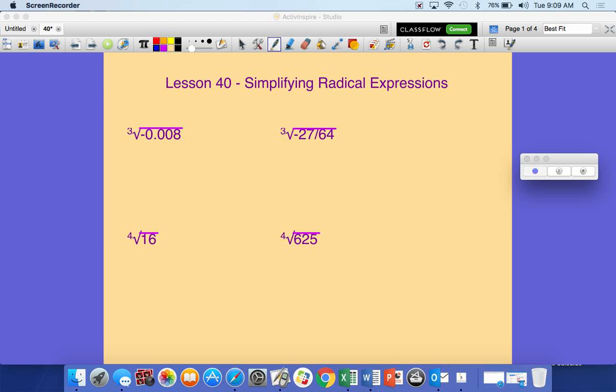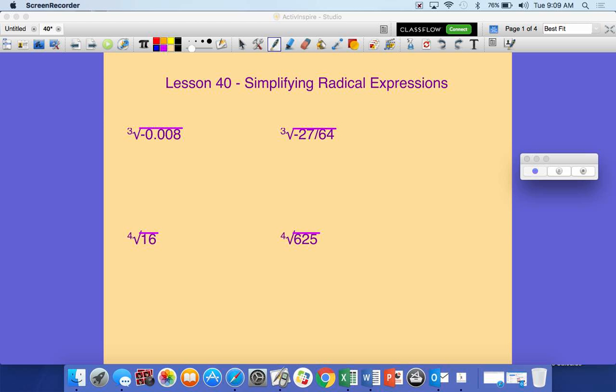We're going to work on lesson 40, which is simplifying radical expressions. Every time you see the word radical, what that means is some kind of root, whether it's a square root or a cubed root or a fourth root or a 72nd root. It doesn't matter. Whenever you see that square root sign, that's what it's talking about. Now, one of your options for doing this always is to just type it in your calculator.